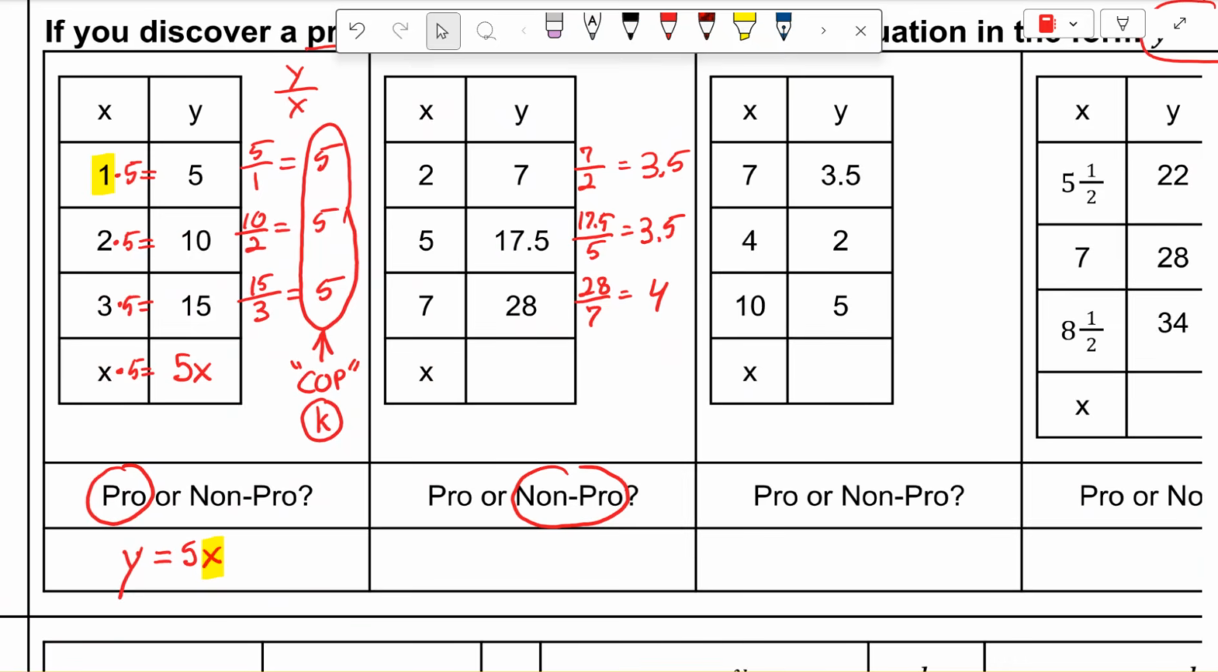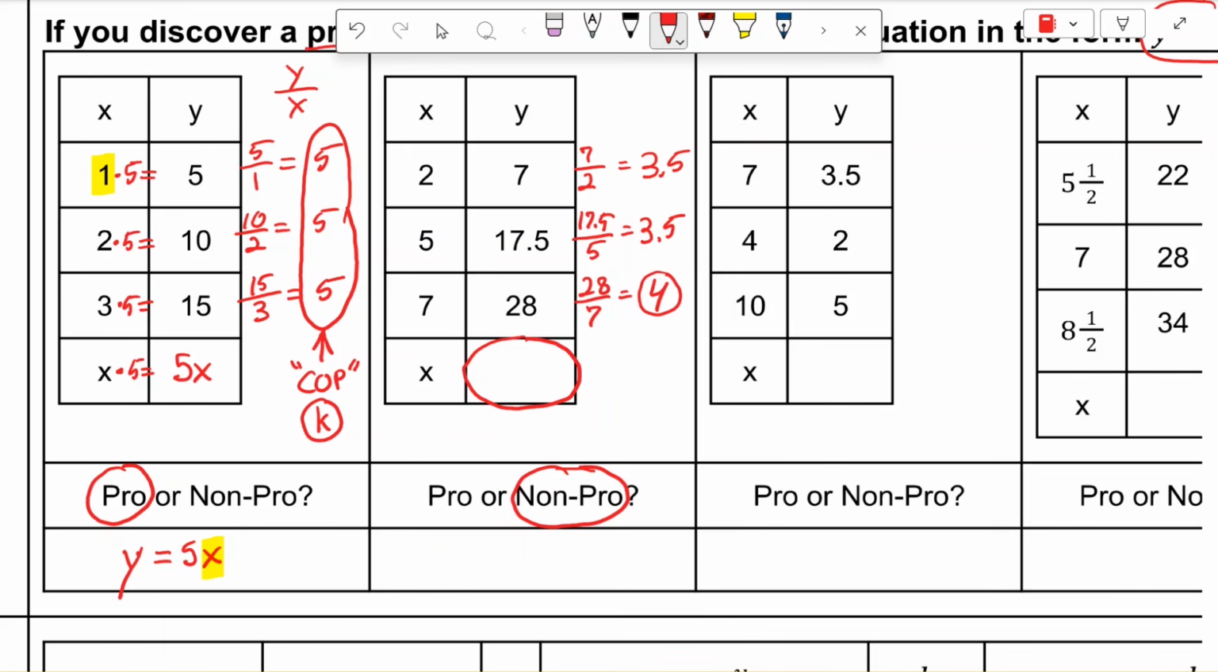Okay, we're back, and you did some work on your calculator, and you probably got 3 and 5/10, 3 and 5/10. You probably thought it was going very smoothly until you got to the third one, and you got 4. Well, because you got a 4 here, this is a non-proportional relationship. And because it's non-proportional, it has no k factor. There is no COP. And so you cannot do this box right here. There's no way to do it. It's empty, it remains empty.